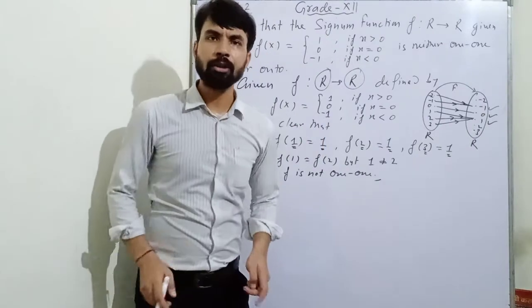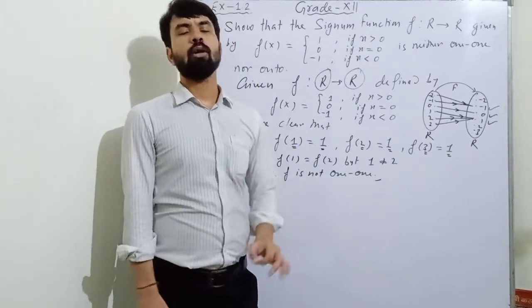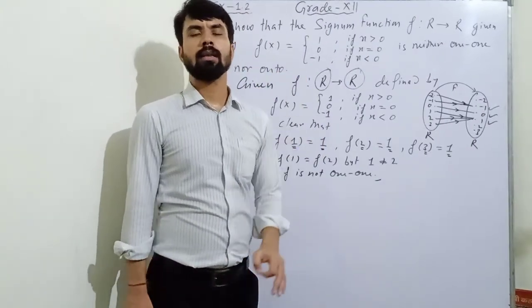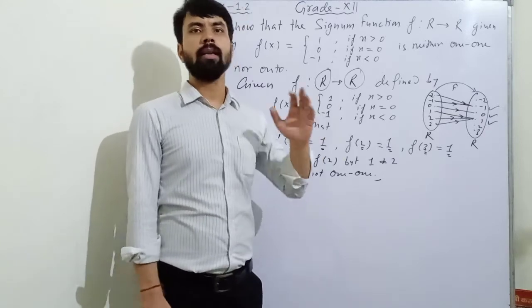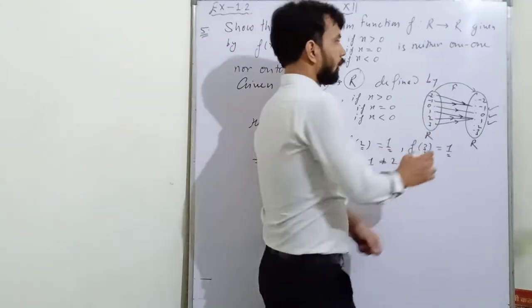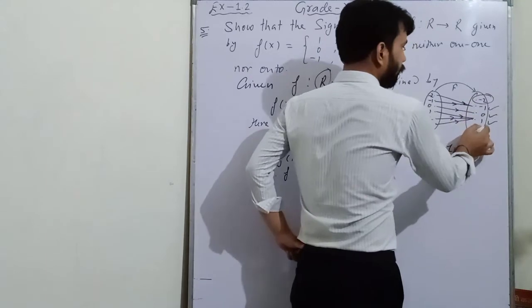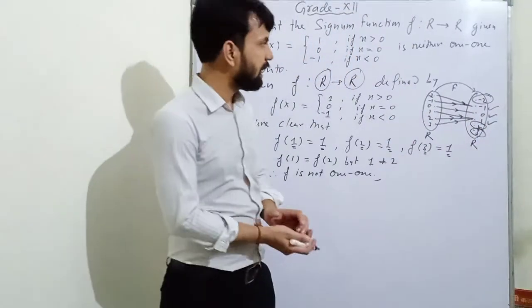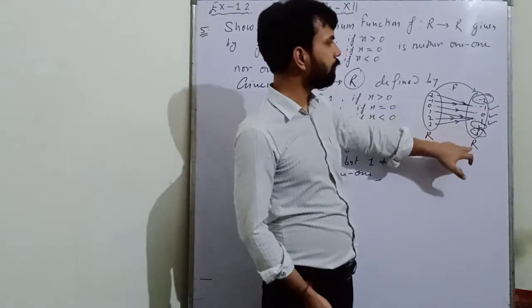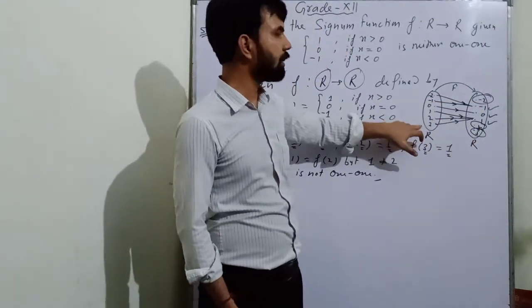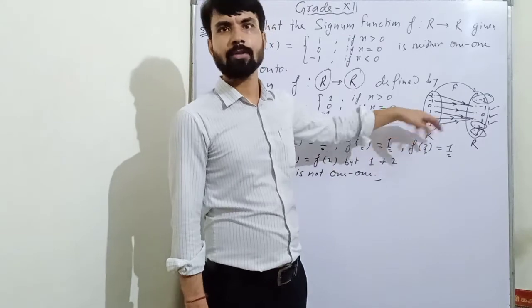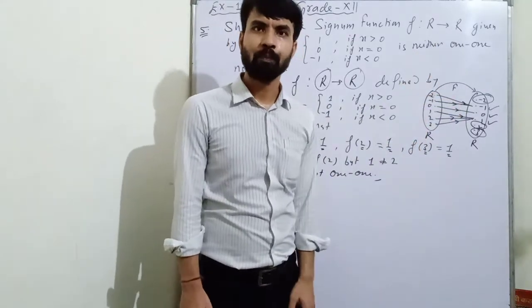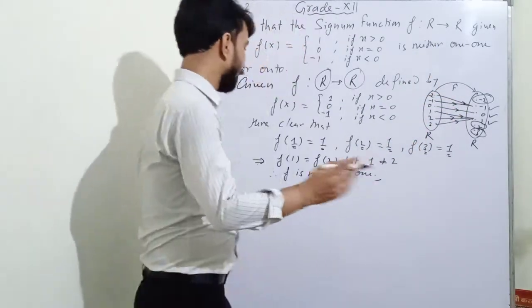But according to definition, every element of the codomain has its pre-image in its domain. So see, -2 is here, 2 is here, 3 is here, which are not occupied. Means we can say that there are so many numbers which are not having the pre-images in its domain. So this function is not onto. Clear? So how can we write it?